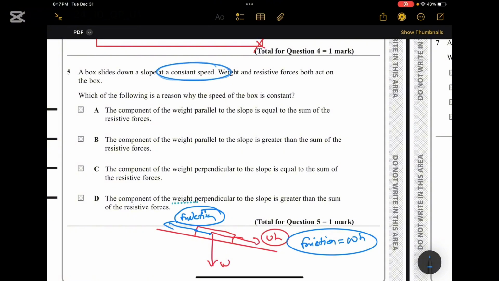What does constant speed mean? No acceleration, no resultant force. So for this box to slide down at a constant speed, there is no resultant force. When there is no resultant force, that means the friction and the component of the weight along the slope must be equal. This is the perpendicular component of the weight.